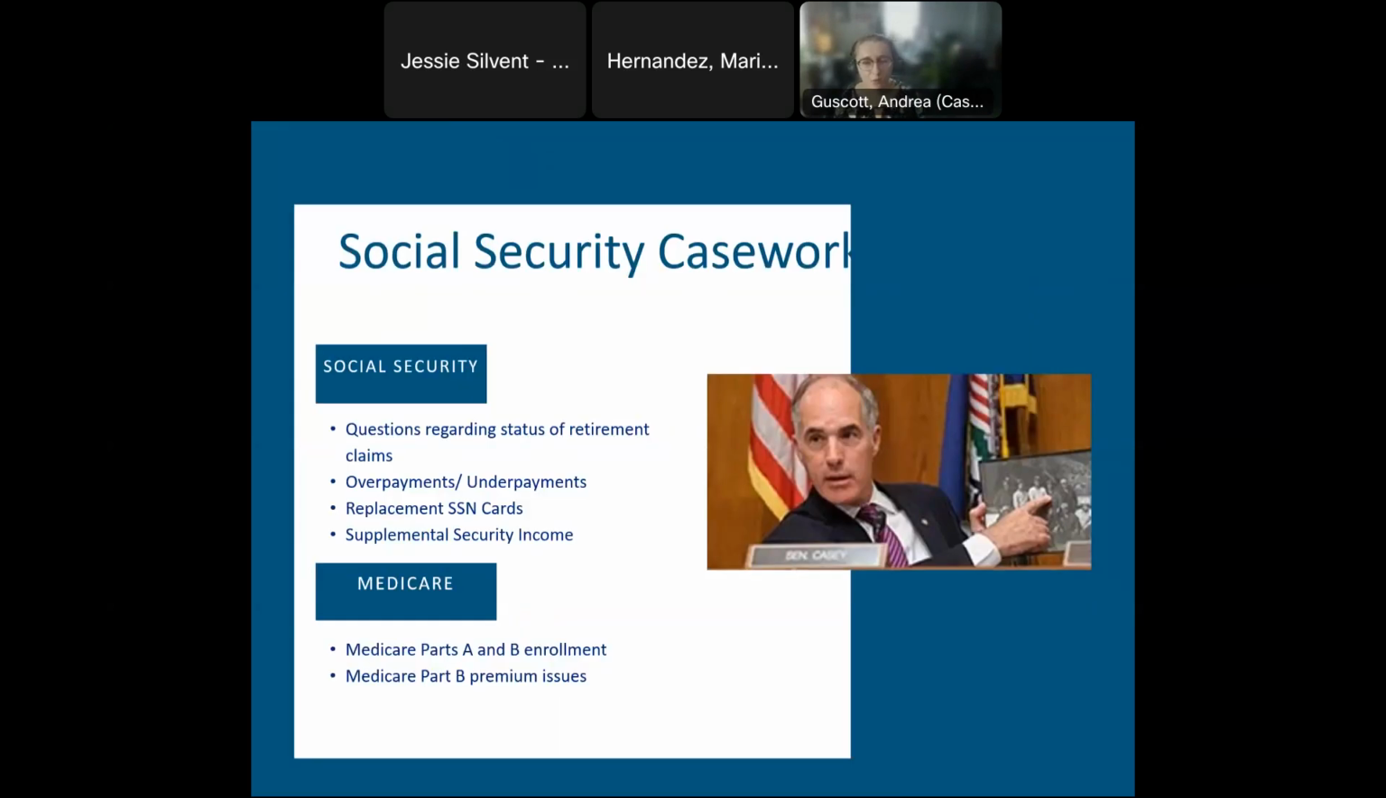With regard to Social Security, we can assist constituents navigate the different programs within the Social Security Administration, such as Social Security retirement, spousal survivor benefits, Social Security disability, supplemental security income, and Medicare Parts A and B enrollment. The most common Social Security cases include Social Security disability appeals or back pay, replacement Social Security cards, questions regarding status of their retirement claim and overpayment, and Medicare enrollment questions.